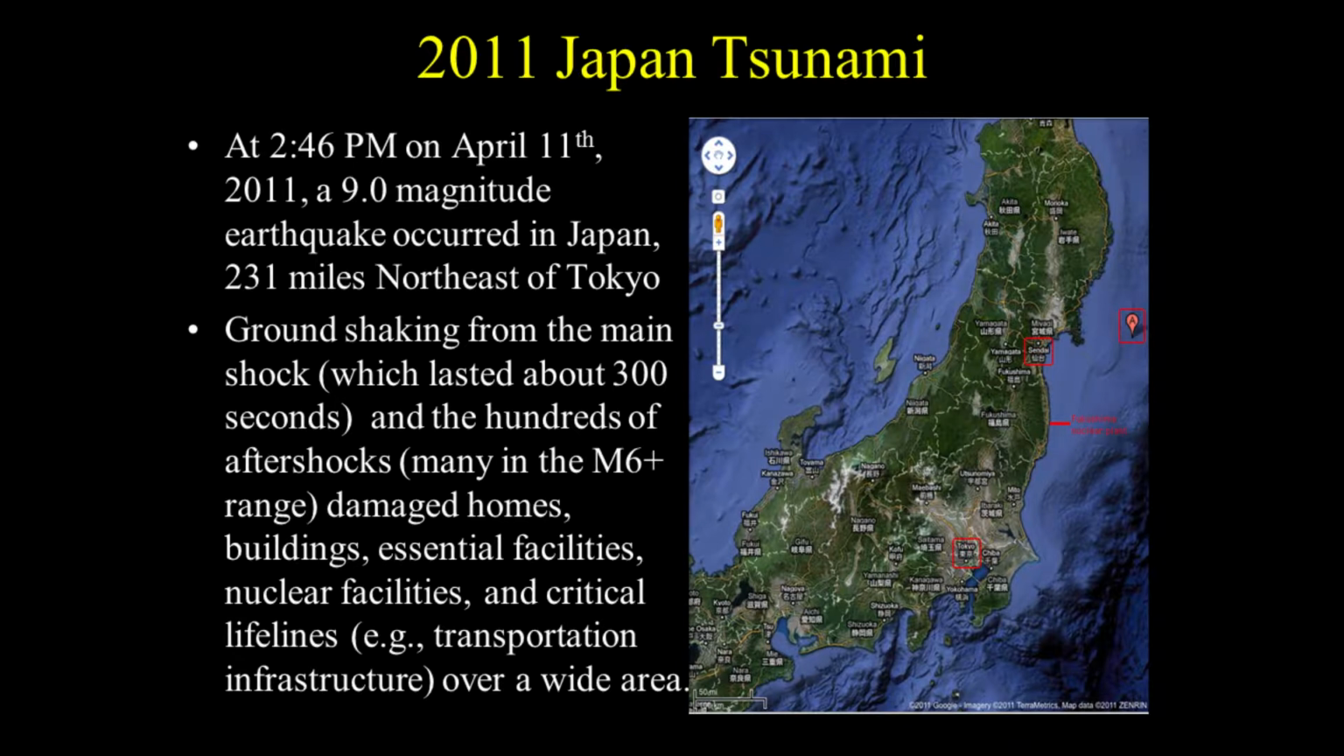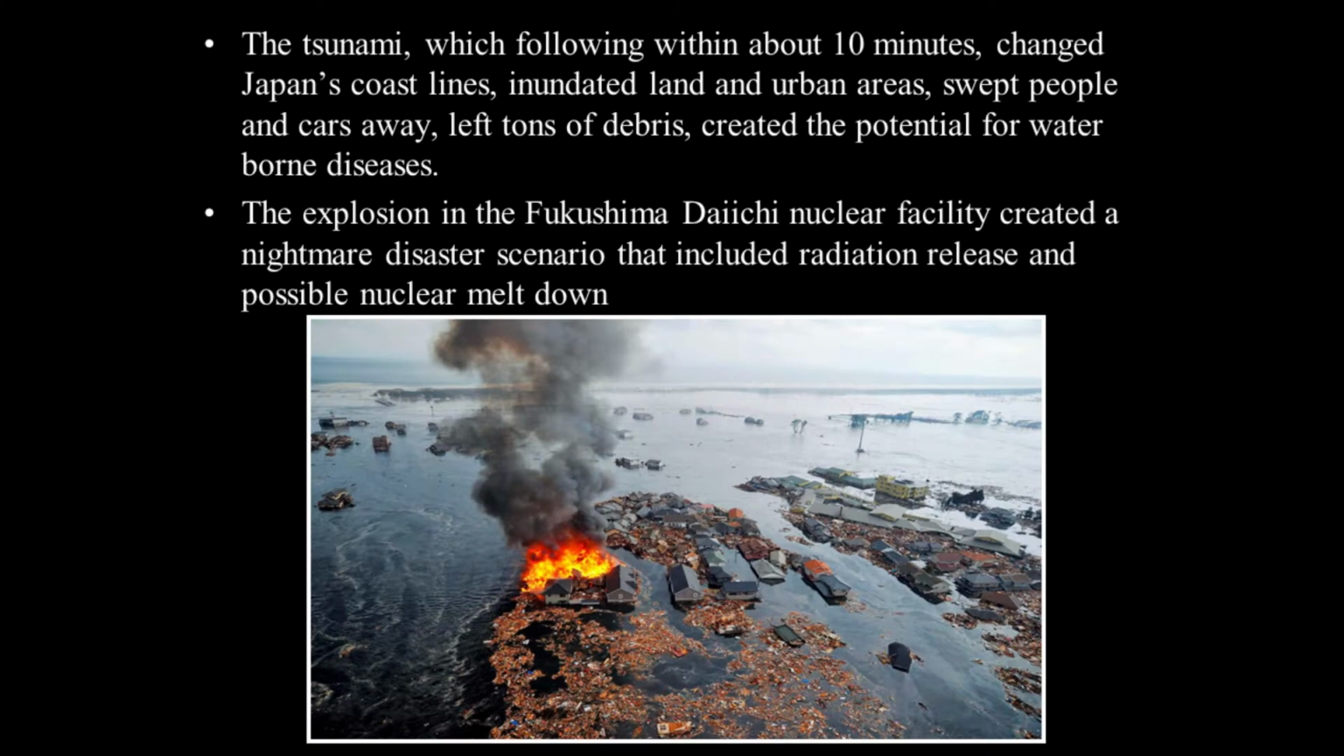This earthquake caused tsunamis because it offsets the ocean floor. The tsunami, following within about 10 minutes, changed Japan's coastlines, inundated land in urban areas, swept people and cars away, left tons of debris, and created the potential for waterborne diseases. The explosion in the Fukushima Daiichi nuclear facility created a nightmare disaster scenario that included radiation release and possible nuclear meltdown.